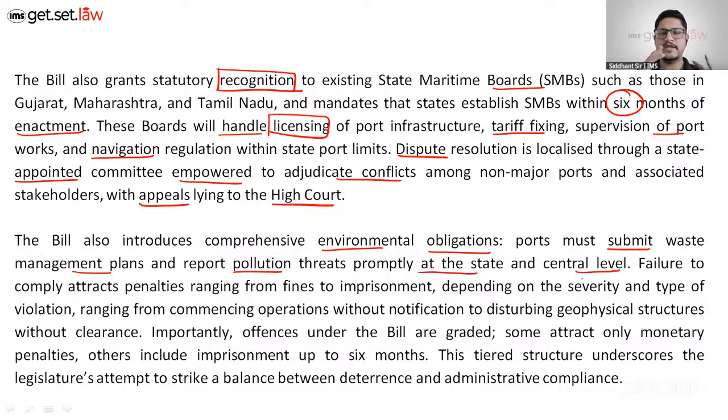Okay. So that means they need to report any pollution threat promptly, as soon as it is known, at the state and the central level. So this is an important catch. So the bill is introducing environmental obligations as well. You need to follow those things, and if there is a threat, you have to report it at the state and national level. Failure to comply attracts penalties.